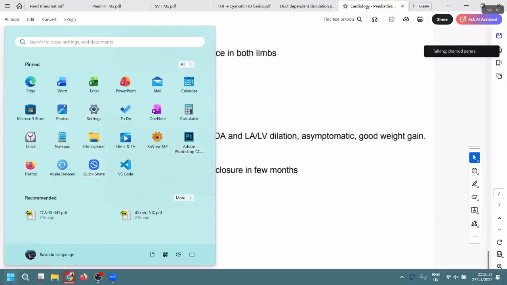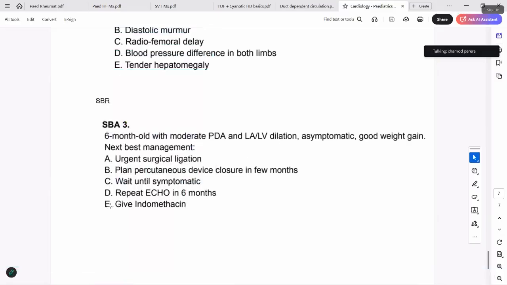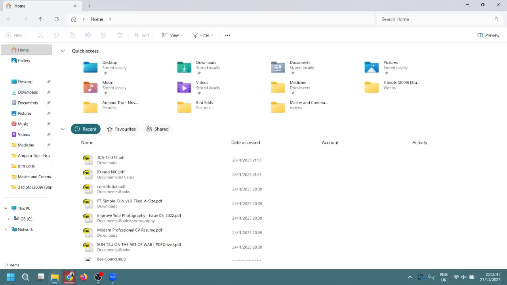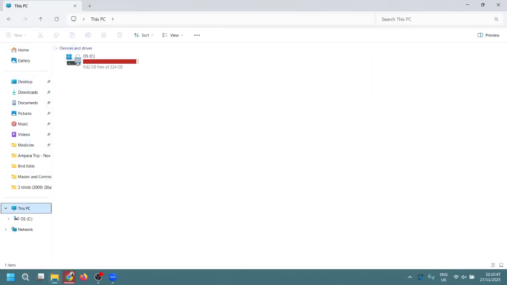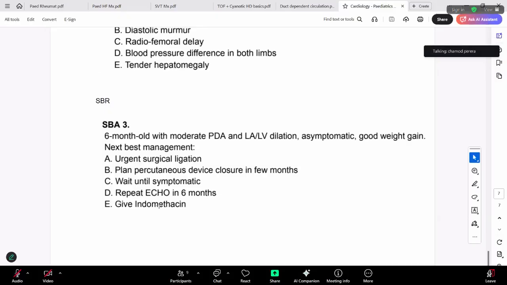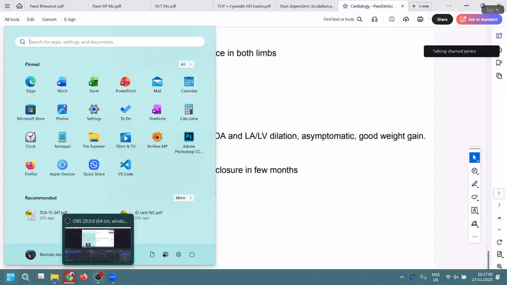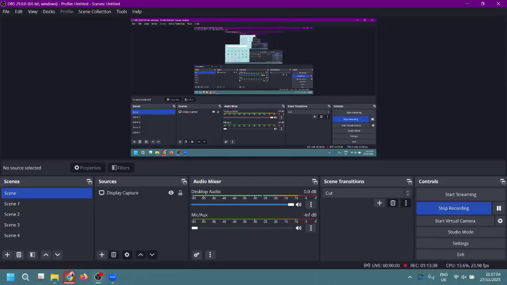Indomethacin can't be given at 6 months, so that is out. That is given for neonates, right? But nowadays we don't really practice indomethacin. Premature kids receive IV paracetamol apart from indomethacin. It can be given, but not really practiced. So, repeat echo in 6 months. I don't think it is ideal to wait another 6 months, given the fact that the baby has already developed some form of pulmonary hypertension.